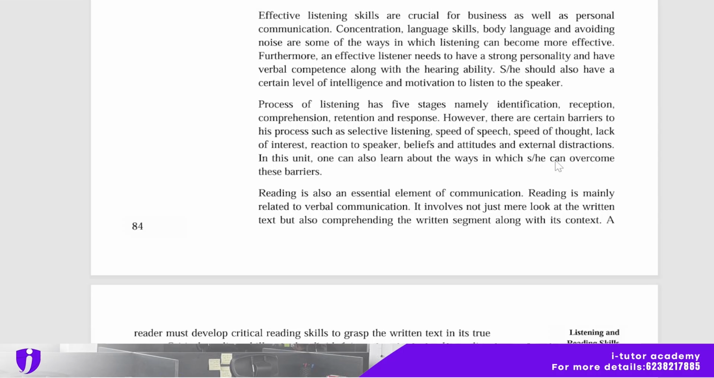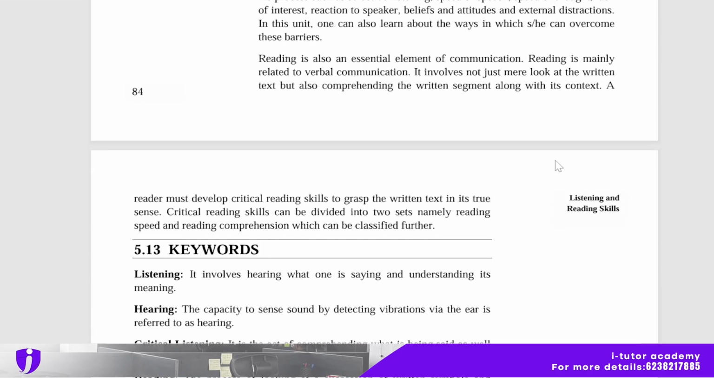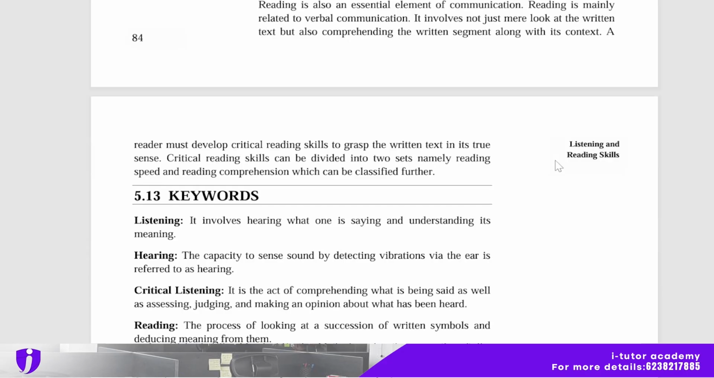Reading is also an essential element of communication. Reading is mainly related to verbal communication. It involves not just mere looking at the written text but also comprehending the written segment along with its context. A reader must develop critical reading skills to grasp the written text in its true sense. So, critical reading skills can be divided into two sets, namely reading speed and reading comprehension, which can be classified further.